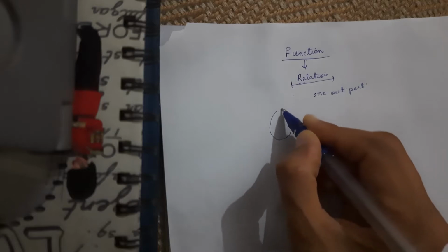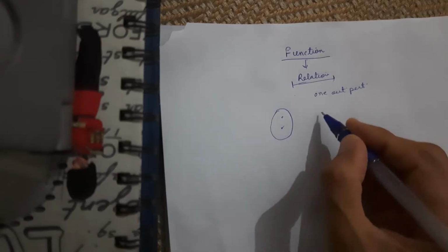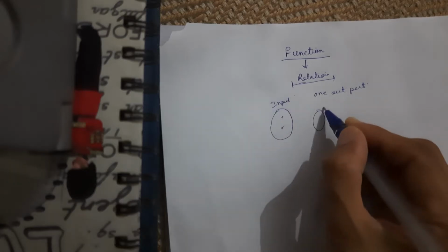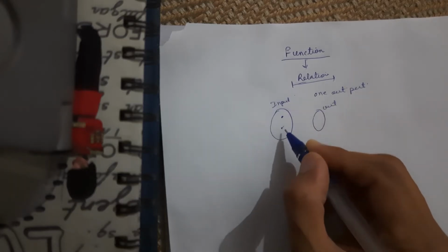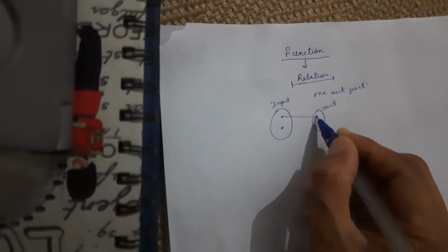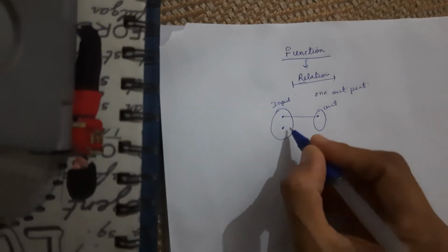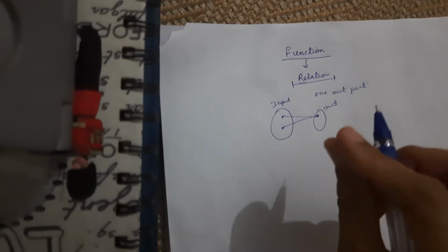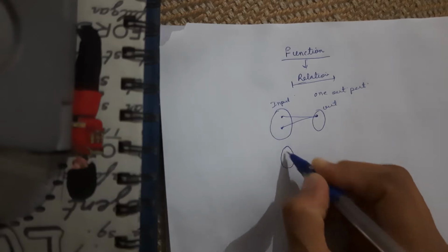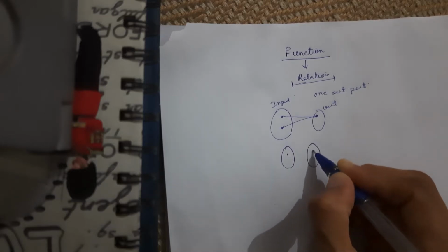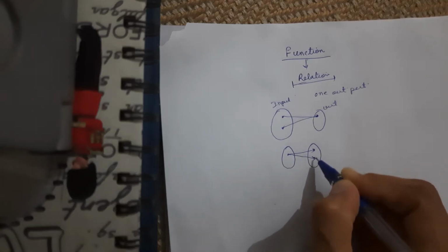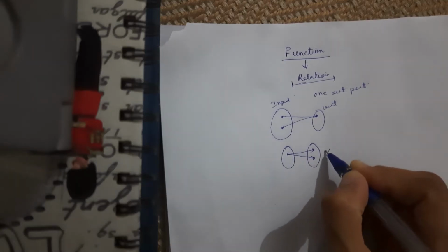In a Venn diagram we have seen that if we have inputs here and outputs here, then each of these inputs should have a distinct output. It may happen that both of these inputs have the same output, that is allowed. But if you have an input and multiple outputs, two outputs for the same input, then this is not a function. This is a function. That's how we see it.